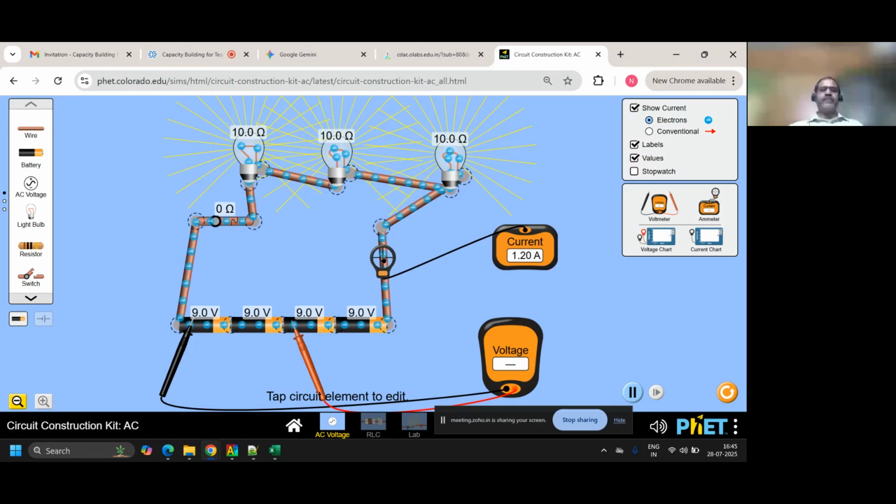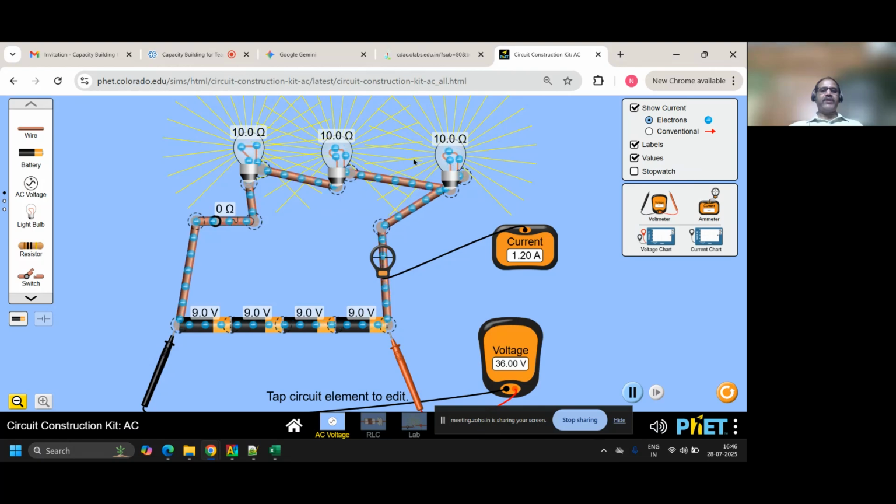So now I am calculating the amperage. Voltage is 36 volts: 4 batteries connected in series connection, 3 bulbs connected in series connection. The voltage is 36 volts. Current is 1.2 amperes. Resistance is 30 ohms. Right?